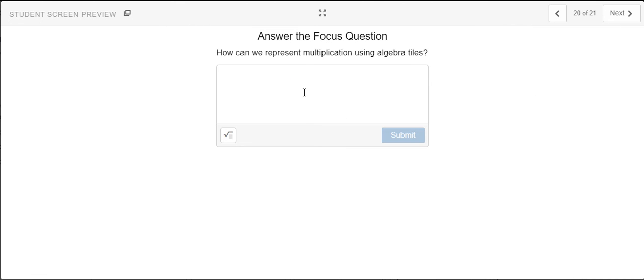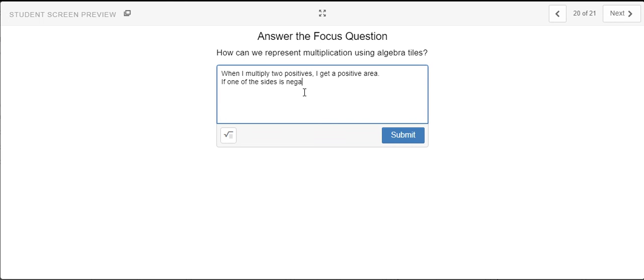So how can we represent multiplication using algebra tiles? When I multiply 2 positives, I get a positive area. If one of the sides is negative, I get a negative area. When both sides are negative, it flips twice and returns to positive.